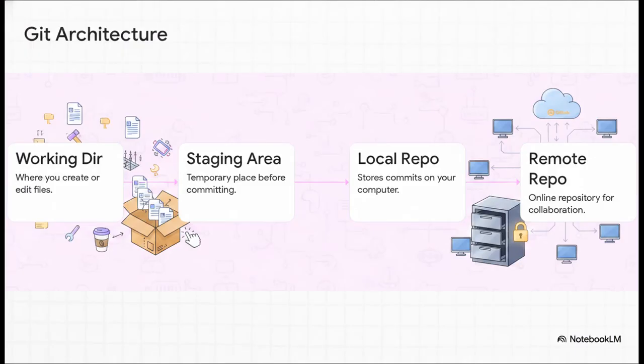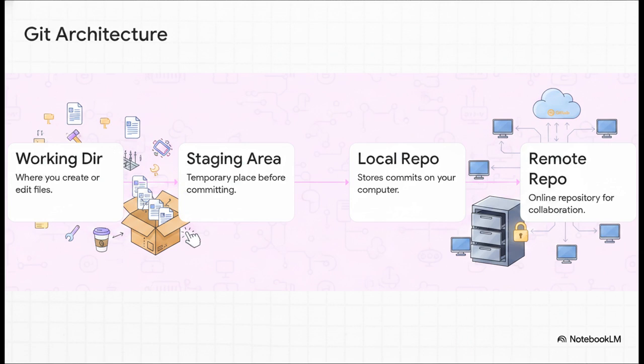Git is fundamentally a distributed version control system. That means it's fast, it's secure, and uniquely, it lets you work completely offline. Now, to understand how it securely tracks your changes, I want you to think about it spatially across these 4 stages. First up is the working directory.